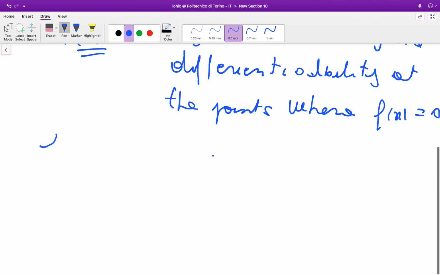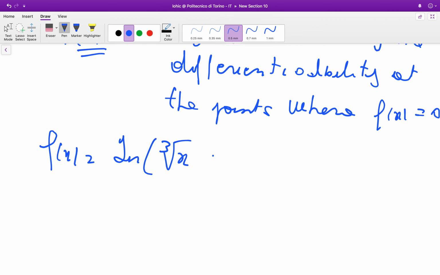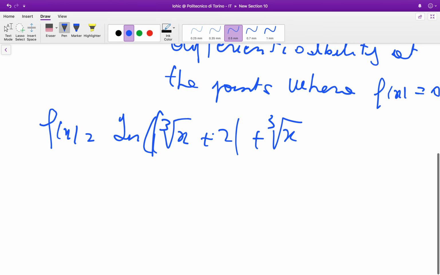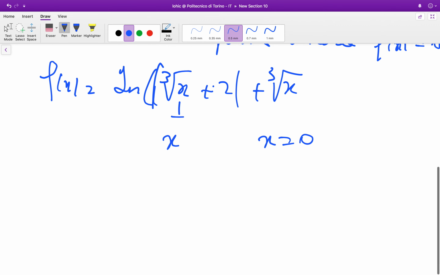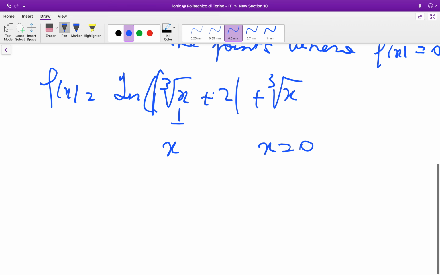In our case, we have the function f of x equal to the logarithm of the absolute value of the cubic root of x plus 2, plus the cubic root of x. So with this function, the only function inside the root is x, and x is equal to 0 only when x is equal to 0. We need to study the differentiability at x equal to 0.